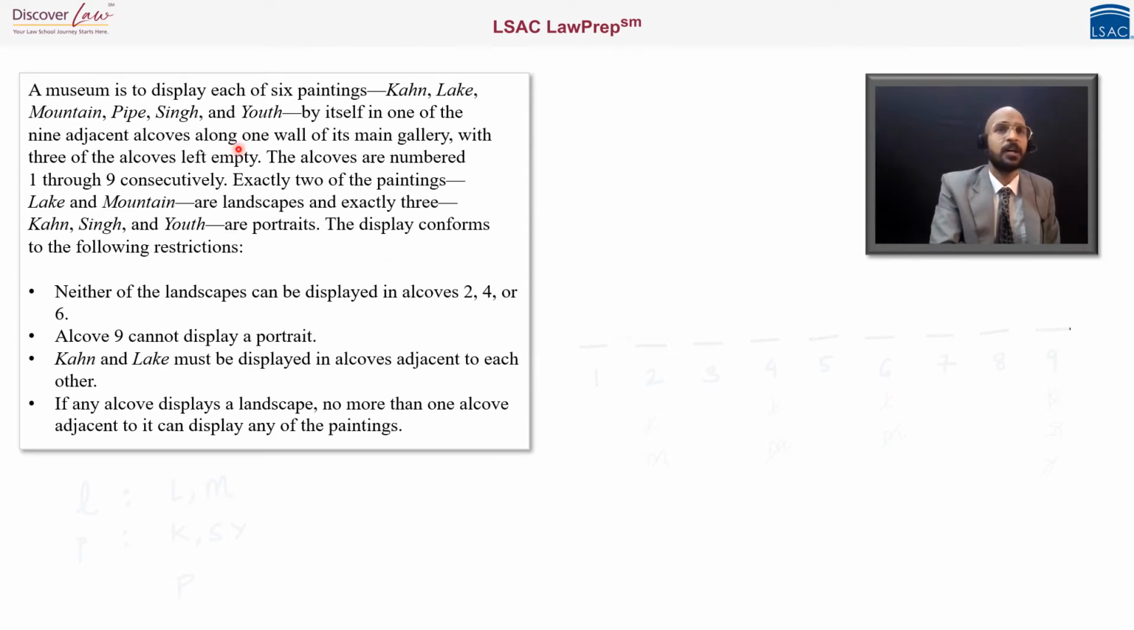It reads, a museum is to display 6 paintings: K, L, M, P, S and Y. I hope you understand. There's no need for you to remember their names. Just understand them. Just identify them by their first alphabet.